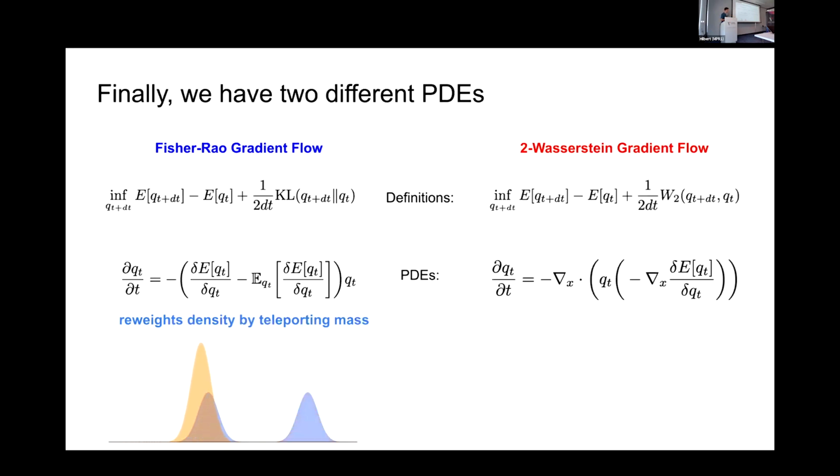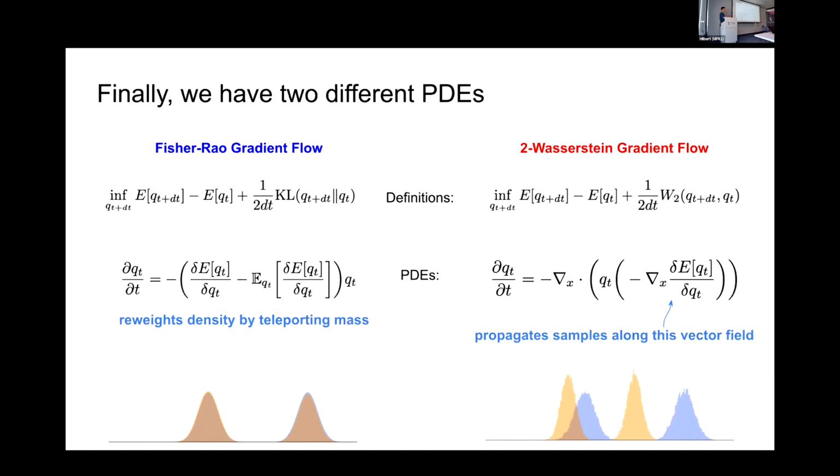The Gaussian starts moving to the right, but then it starts teleporting mass. So it assumes there are samples all over the space, and it just reassigns weights to them, right? The right-hand side PDE is a very different thing. Instead of reweighting samples, it pushes them around according to this vector field, because the right-hand side is essentially the continuity equation, okay? And that's why instead of teleporting mass, it actually splits the Gaussian in two and then assigns each Gaussian to each of the target modes.